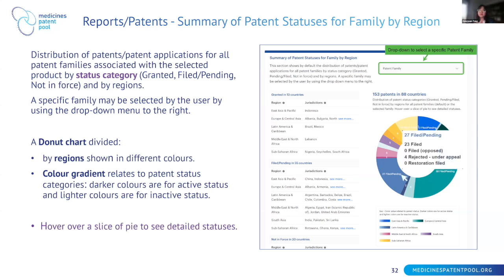And if you want to see more information, you can always use your mouse. Just hover over the donut chart, and you can tell, for example here, of the 27 filed or pending cases, how many of them are filed and how many of them are maybe rejected under appeal.